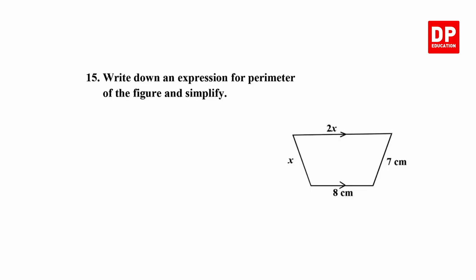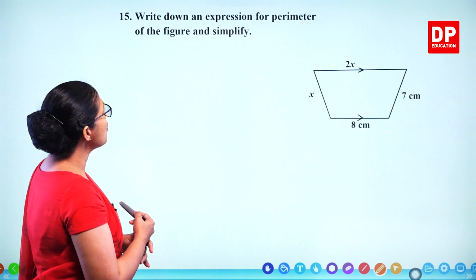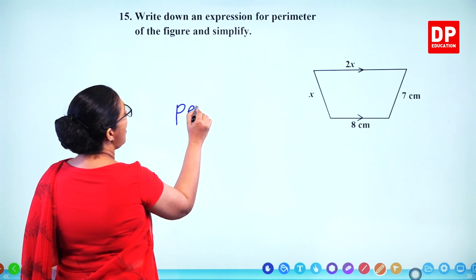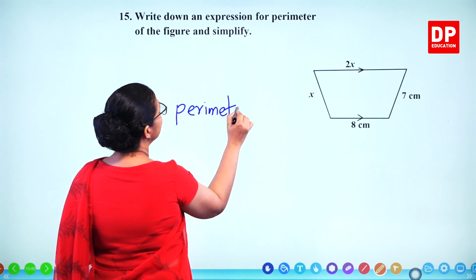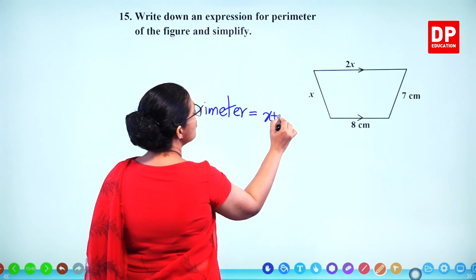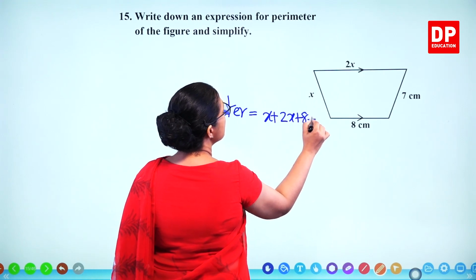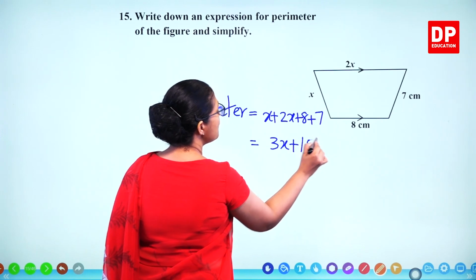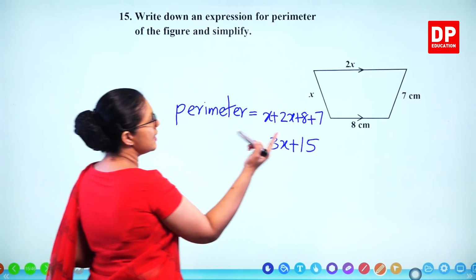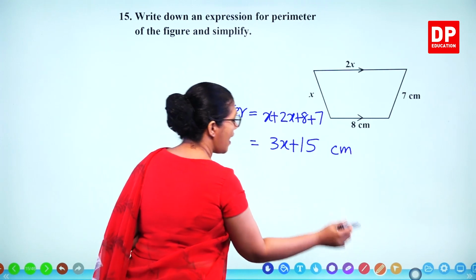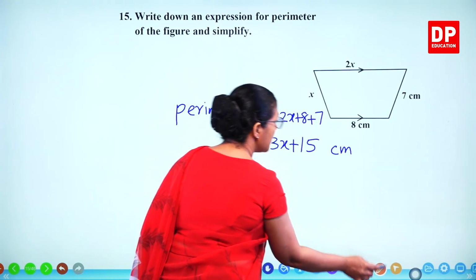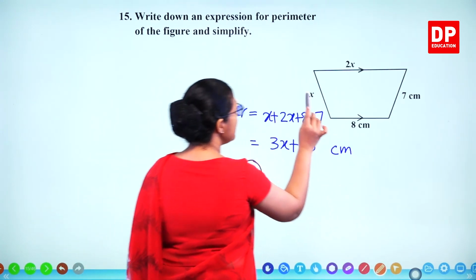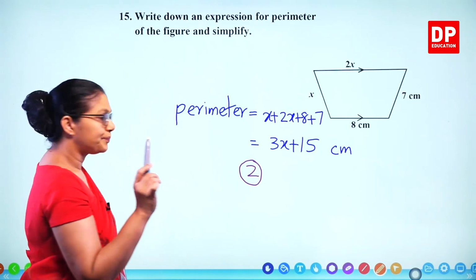Question number 15. Write down an expression for the perimeter of the figure and simplify. Perimeter means add all outer length. X, 2x, 8, 7. 3x plus 15, 8 plus 7 is 15. So the outer length in centimeters you can write 3x plus 15. 2 marks. So we have to assume all these lengths in centimeters.